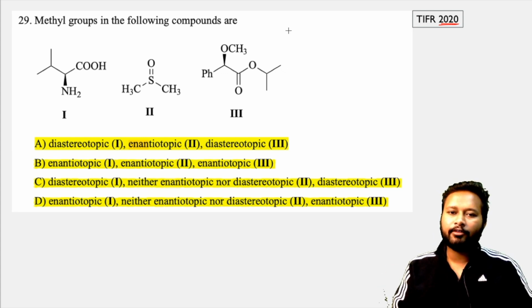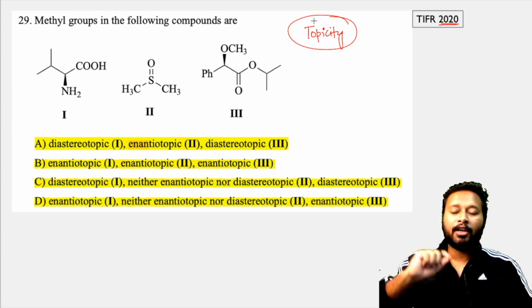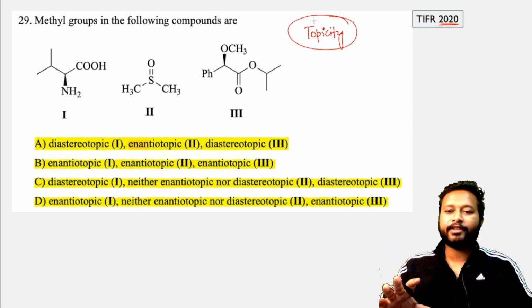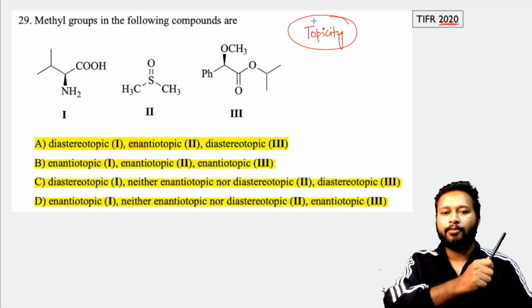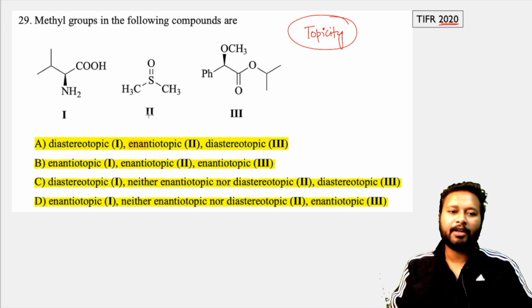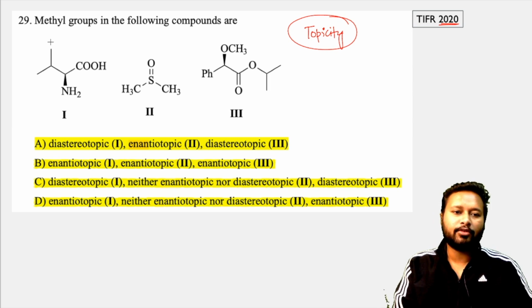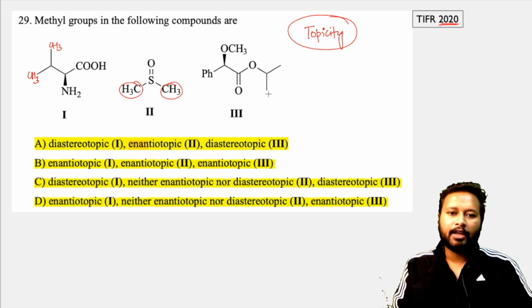The topic which covers these things is called topicity, and I have covered this whole topic in a video, with a shortcut trick and everything. In case you have not watched that, I'll link that video in the I button, so you can watch it completely. But let's try to solve this question. Here the methyl groups they are asking about are these. In option 2 these are the two methyl groups, and in option 3 these are the two methyl groups.